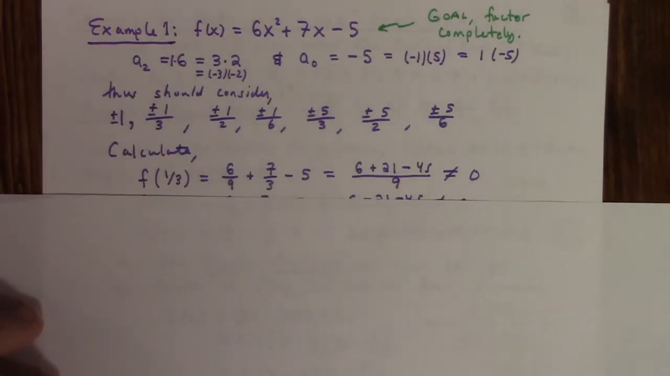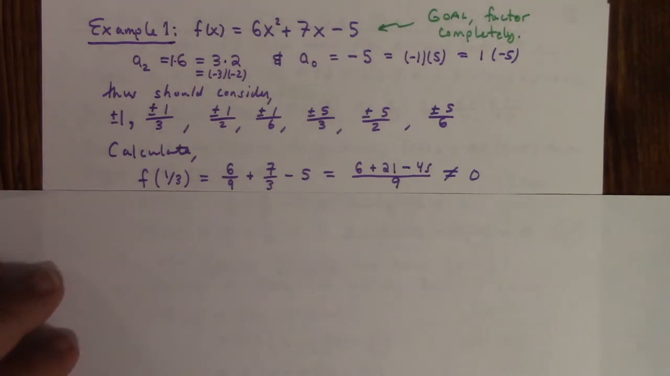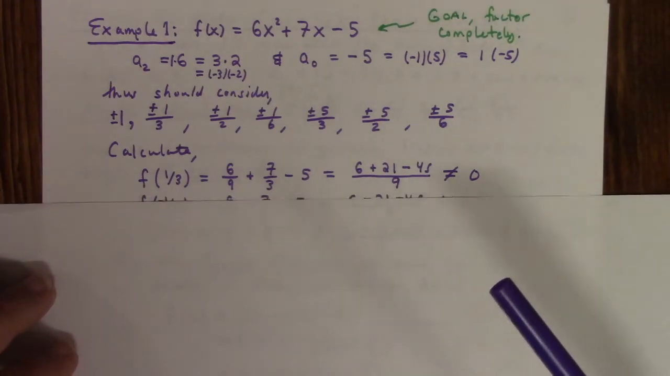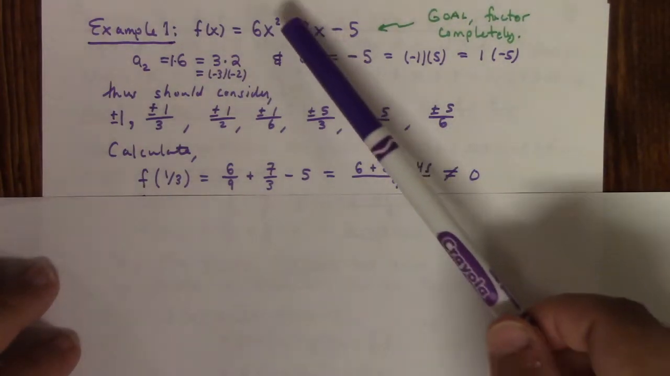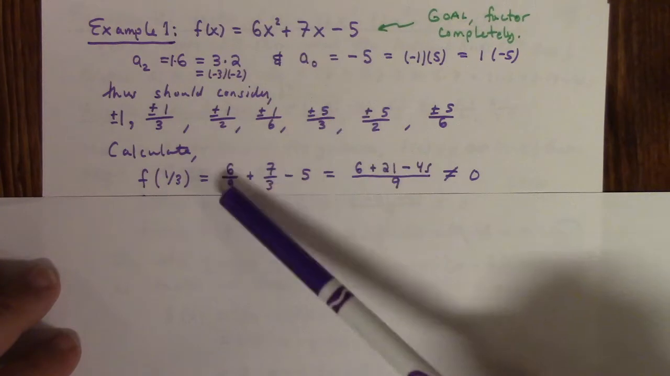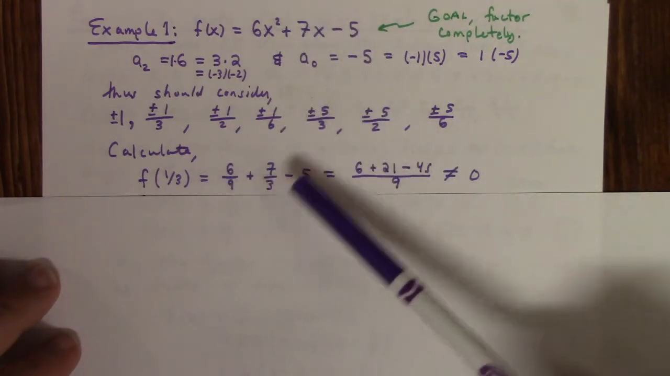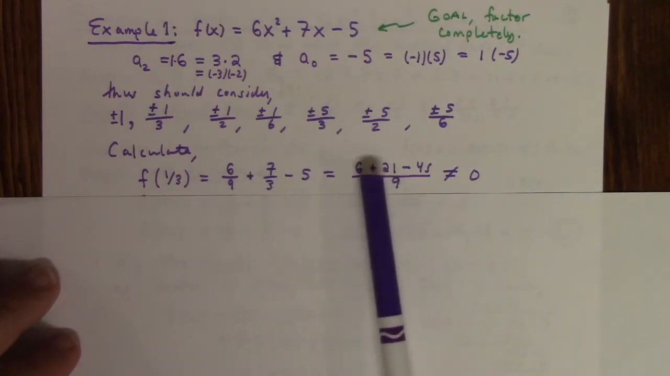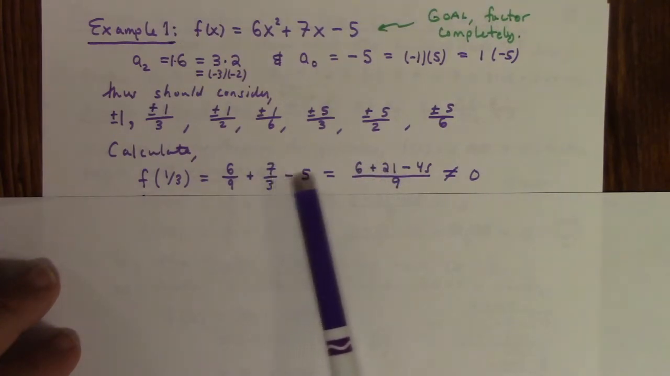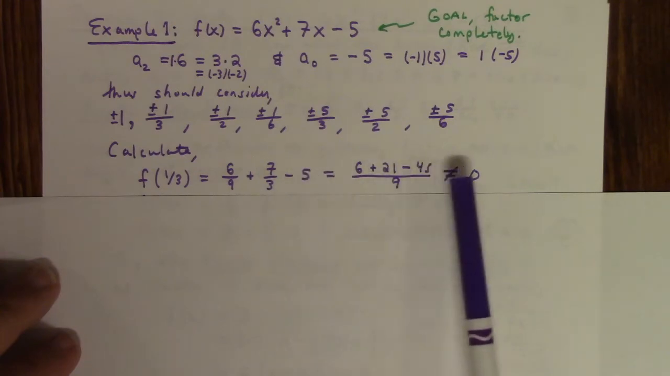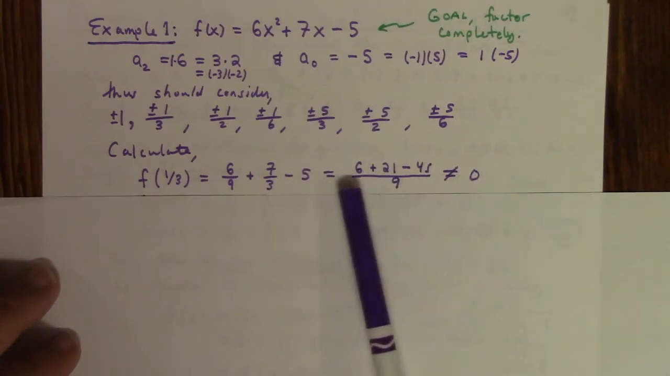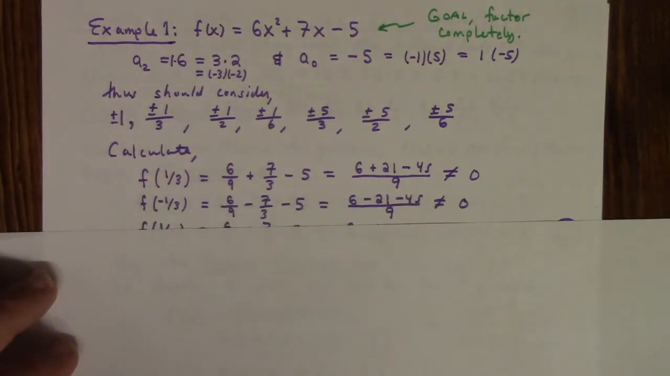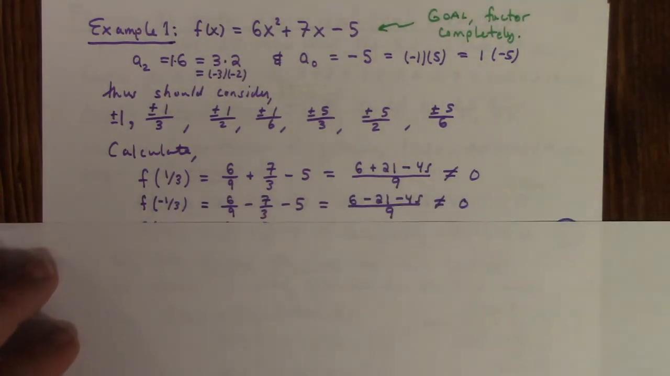In any event, for f of 1/3 we need a common denominator. f of 1/3 is 6/9, since 1/3 squared is 1/9. Then 7 times 1/3 is 7/3, minus 5. I'll make a common denominator of 9. The 6 stays put, the 7 times 3 gives me 21, and 5 times 9 gives me 45. And so I get something which is not 0. So that wasn't a root, and likewise minus 1/3 doesn't give me a root.